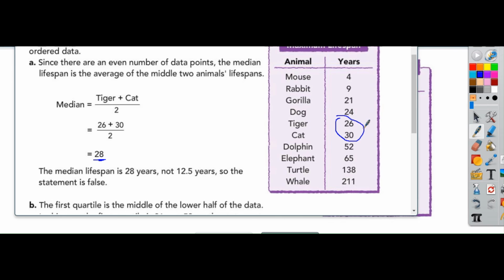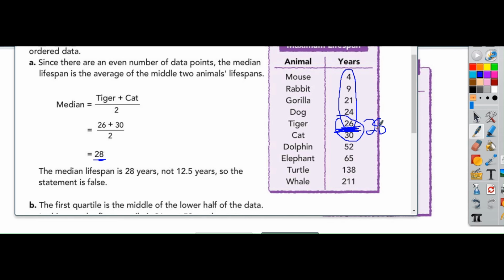So since the median, the middle value of the data set is 28, the numbers that are considered as the upper half are going to be 26, 24, 21, 9, and 4. So the only thing that you do not include as the upper half is the actual median itself. Even though 26 and 30 made up the median, they are still considered a part of the upper half and lower half because they are not the median themselves. And 2 things made up the median.